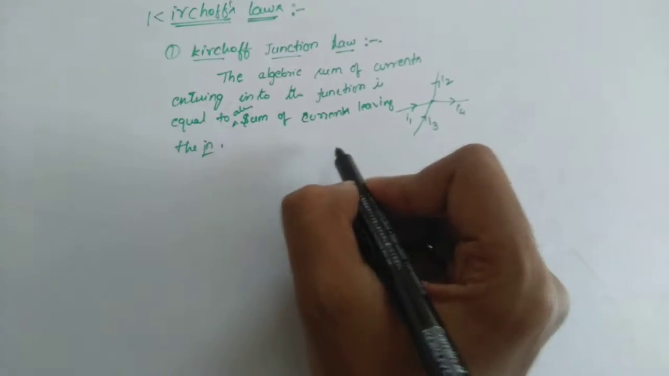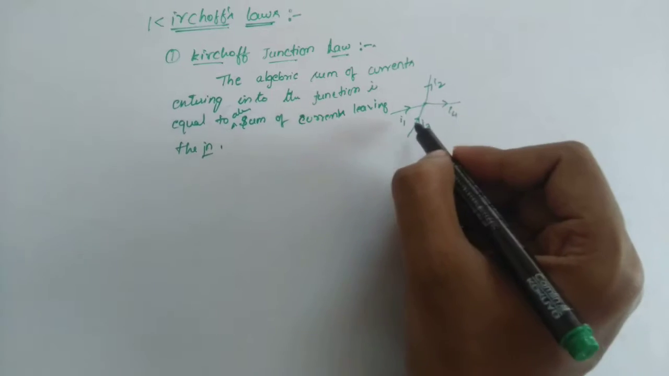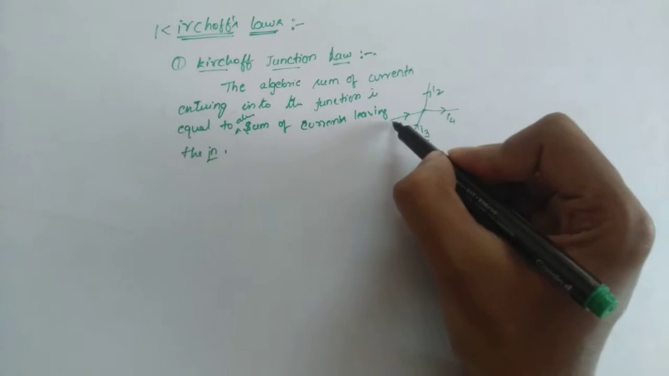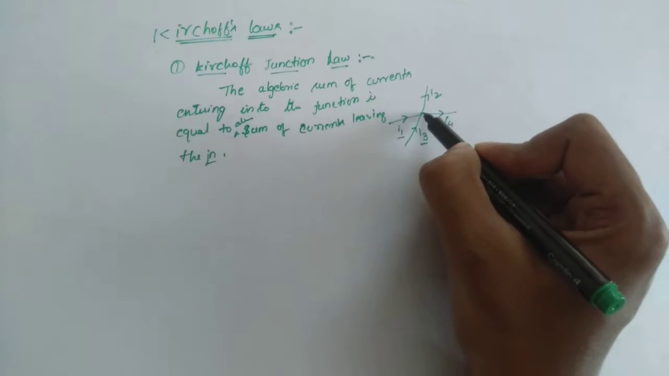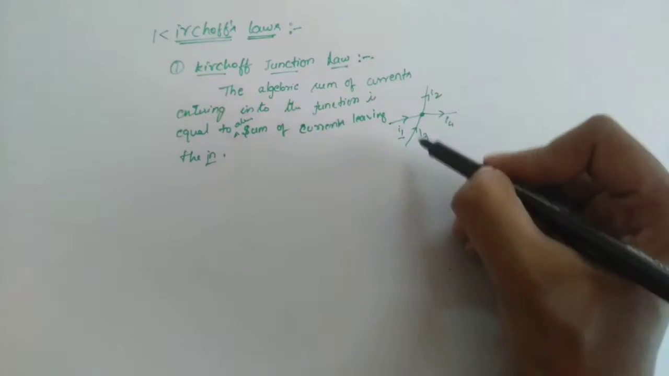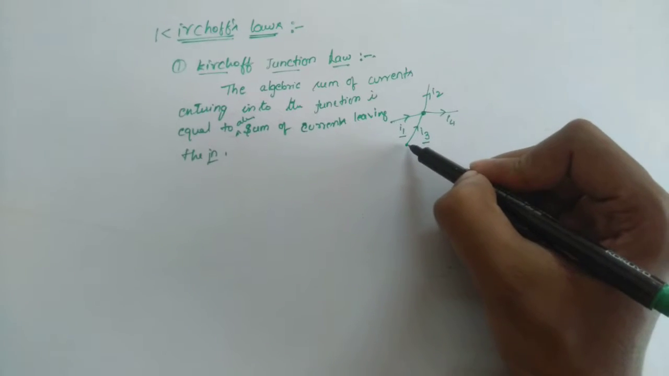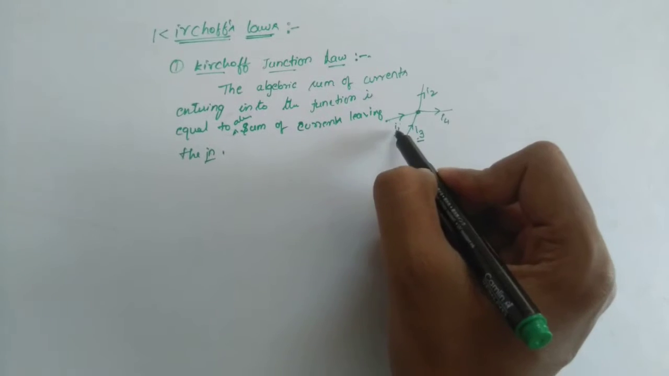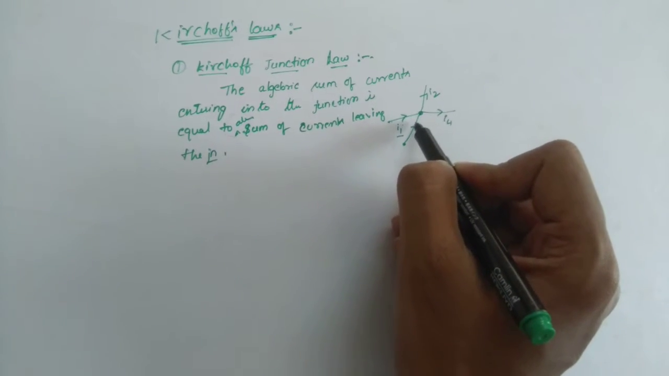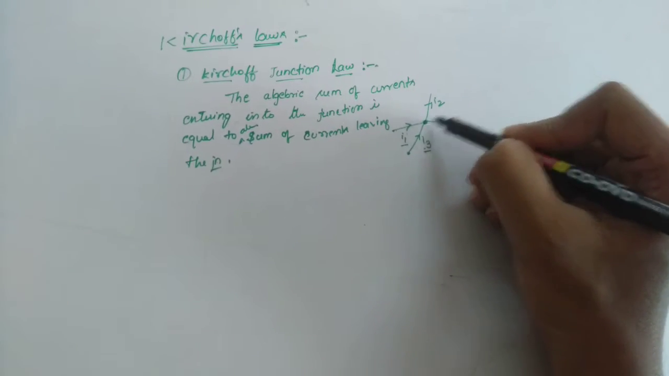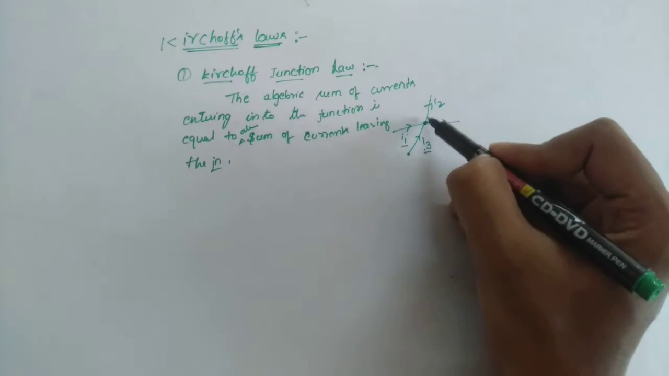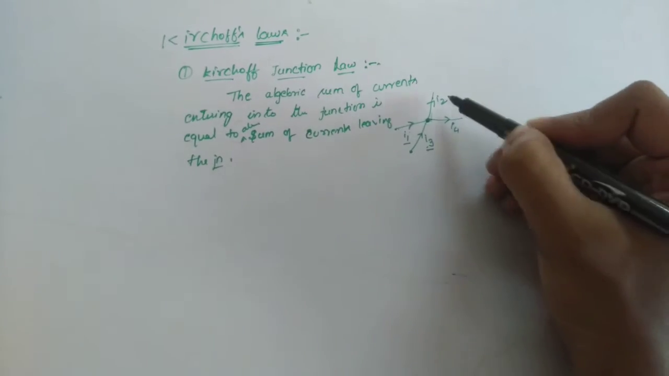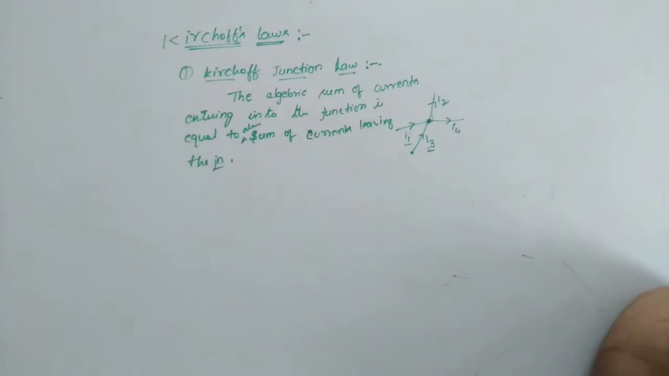So here the sum of the currents entering into the junction are I1 and I3. Just look at this arrow mark. This arrow mark is towards the junction, and here also the current I3 is moving towards the junction. So I1 and I3 are the currents entering into the junction, and from this junction I4 and I2 are moving away from the junction. Therefore I2 and I4 are the currents leaving the junction.